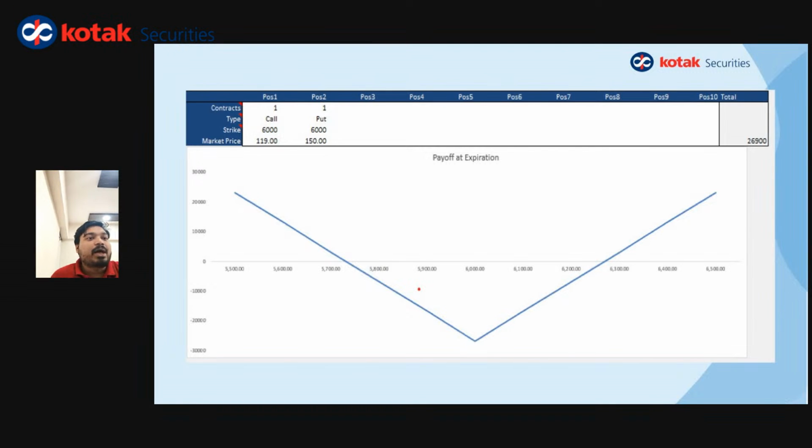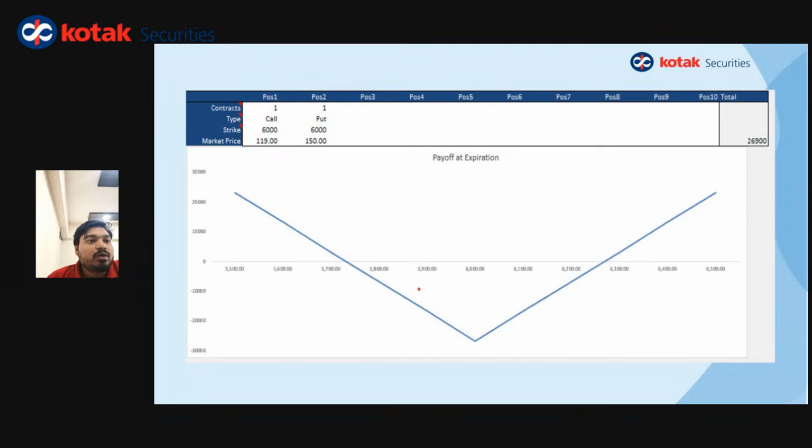Now, since I'm buying both the options, the maximum margin that I would be giving is 26,900 only. I won't be required any additional margin since I'm not selling or shorting any option contract, which we had earlier in bull call spread and bear put spread. Here, only simply buying options is done in this long straddle strategy.